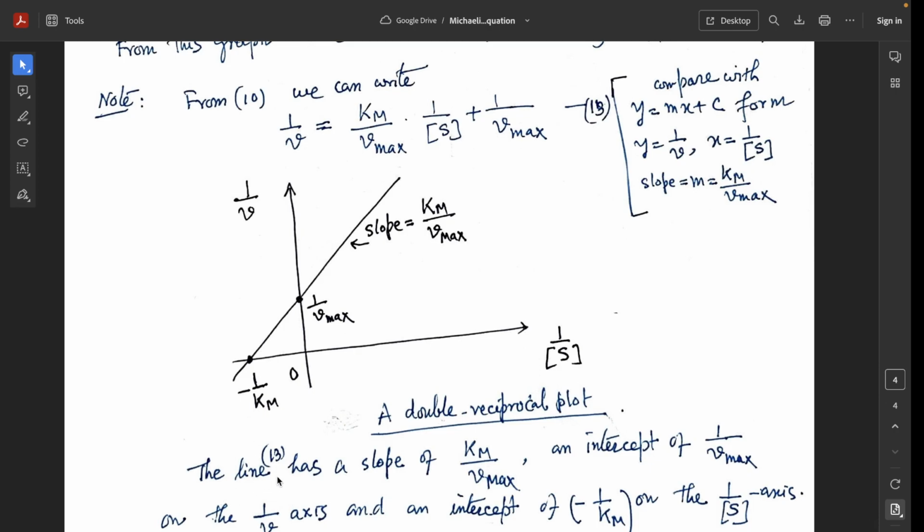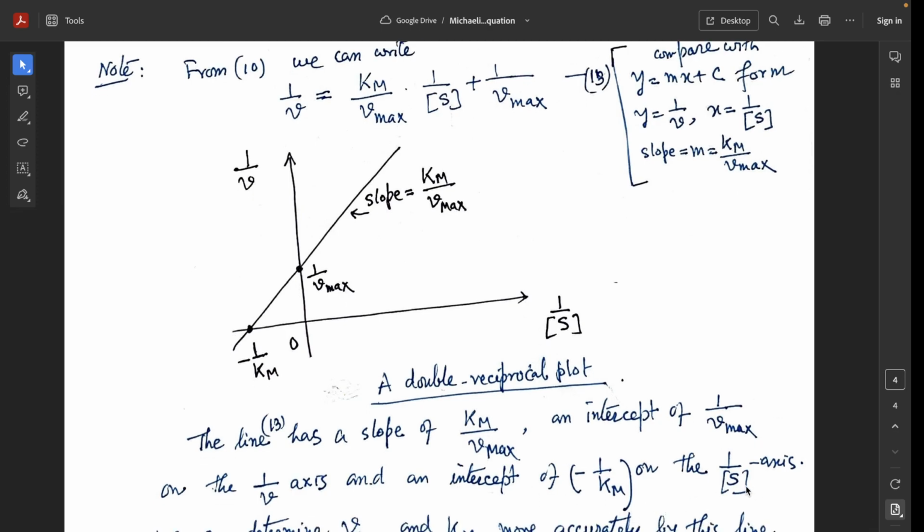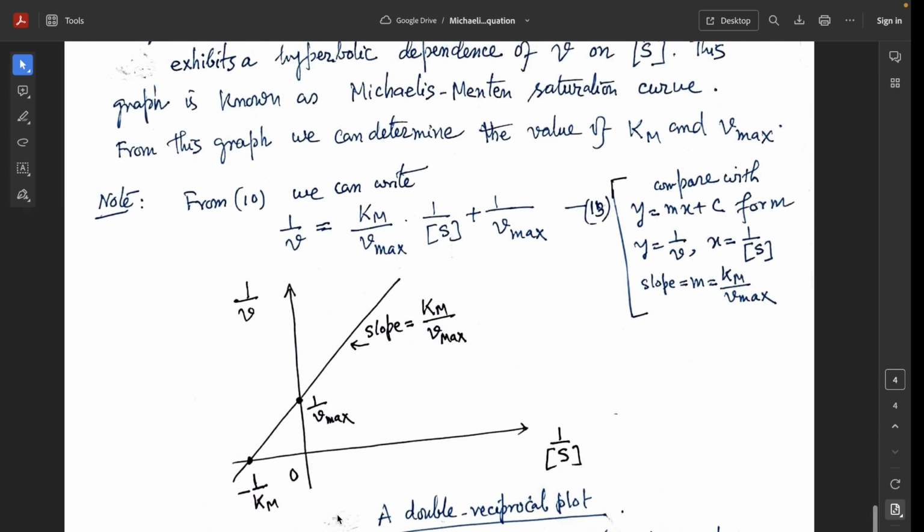This line has a slope of Km by Vmax, an intercept of 1 by Vmax on the 1 by V axis, and an intercept of minus 1 by Km on the 1 by concentration of S axis. And we can determine the values of Vmax and Km more accurately by this graph.